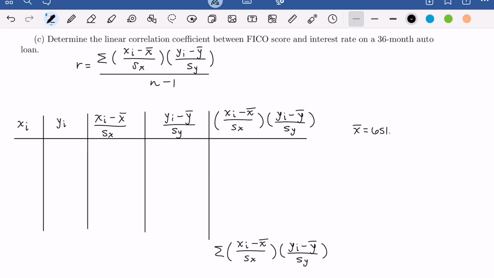Our mean is going to be this guy. Our standard deviation is this here for our X variable. So that would be our credit score. And then for our interest rates, this is the mean. And then our standard deviation is going to be this guy.